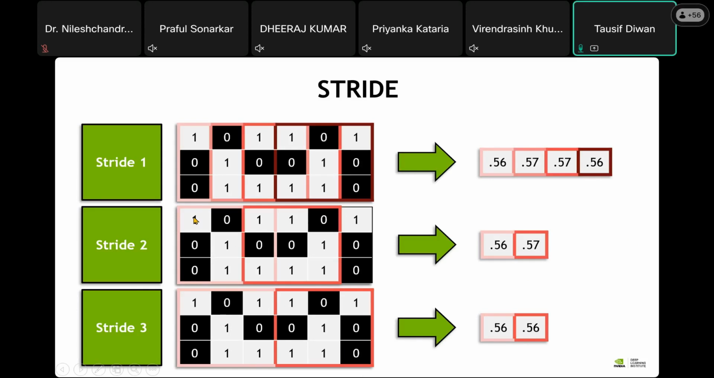Shifted by 2 means the 3 cross 3 filter is there. Okay, on this region it is there. After that it shifted and then it is generating this.